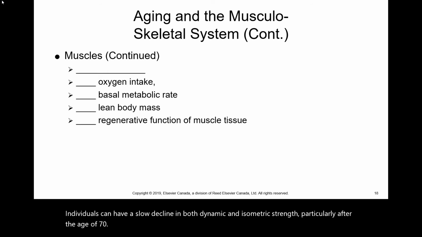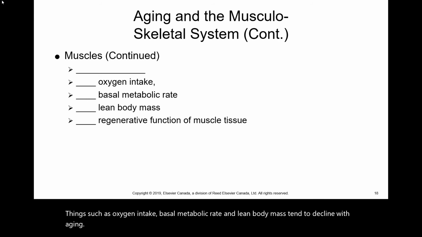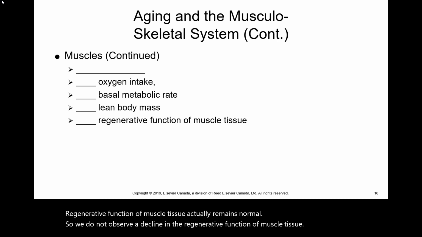Things such as oxygen intake, basal metabolic rate, and lean body mass tend to decline with aging. Regenerative function of muscle tissue actually remains normal. So we do not observe a decline in the regenerative function of muscle tissue. And that concludes this episode.